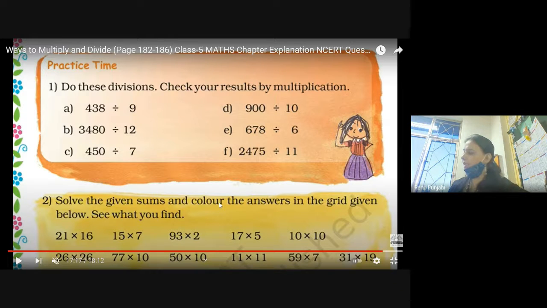You're not checking also with the check method. But if it is already given to check it. Please bring your notebooks for the checking. Only one sum.